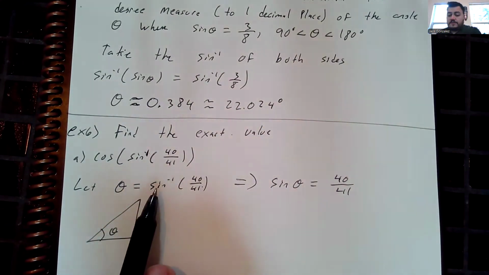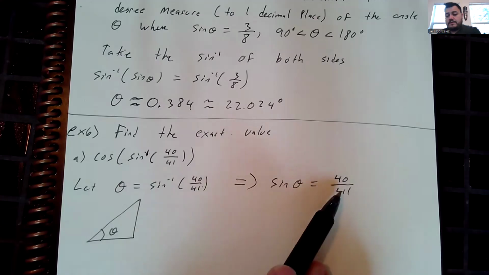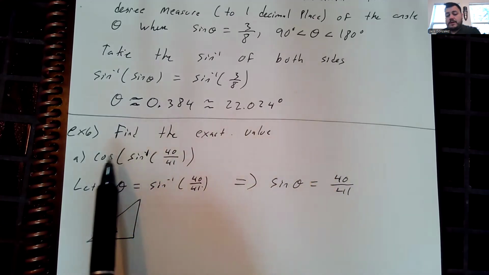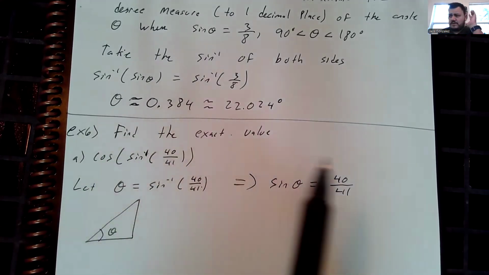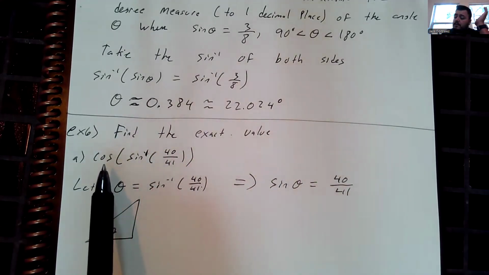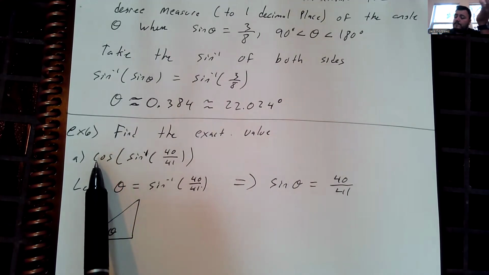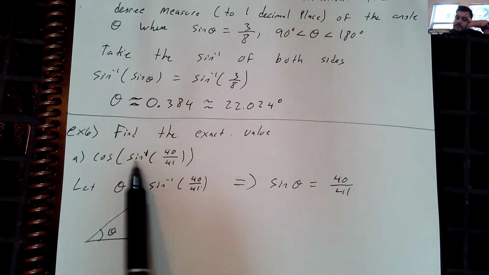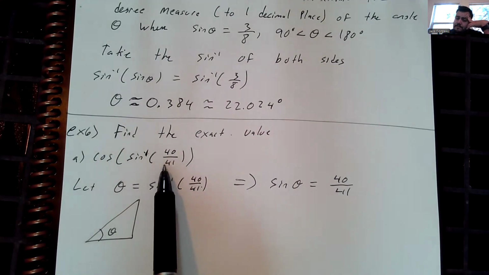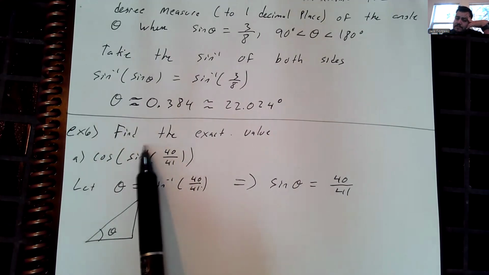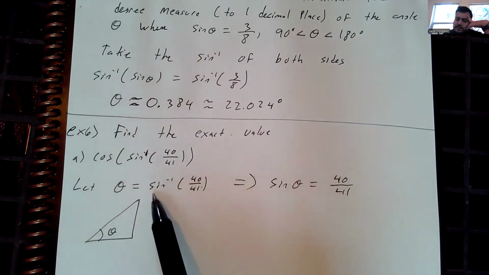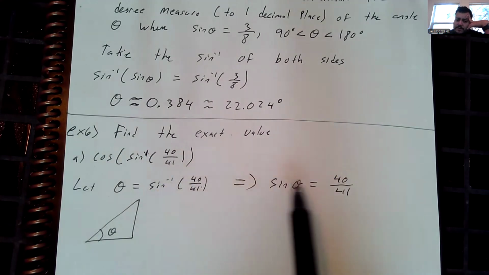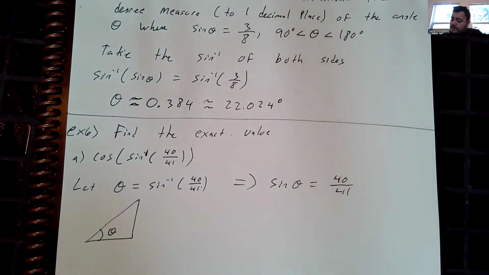So by definition, this is implied. I can't find the cosine. Let's get back to the beginning. What they're asking for is the cosine given this information, but I can't do anything with this at the moment. So what you can do is remember the definition of sine inverse, apply it, and then build your triangle.